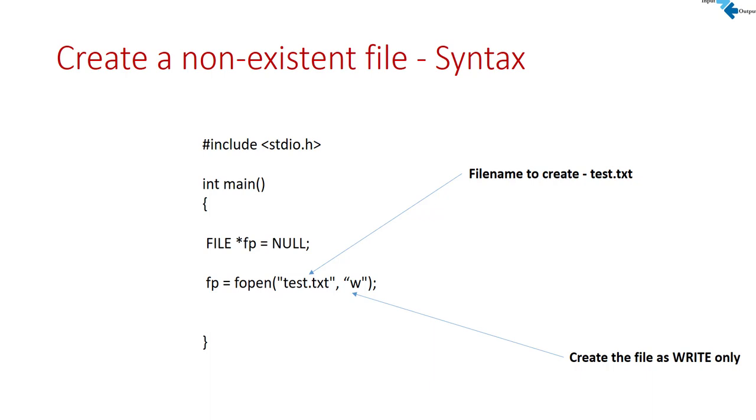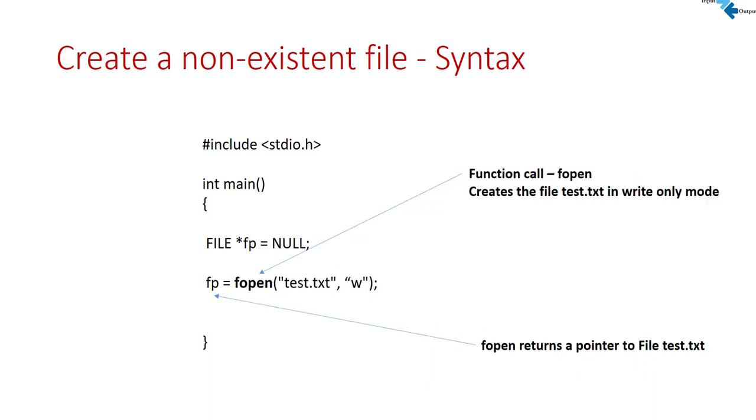This is the name of the file, and then w, which is an abbreviation for write. Here fp is the pointer that I'm using with this file, right? So this is the pointer that returns a pointer to the file which is named text.txt. Also, fopen is a function call, and this one is just opening the file which is named text.txt in write mode.